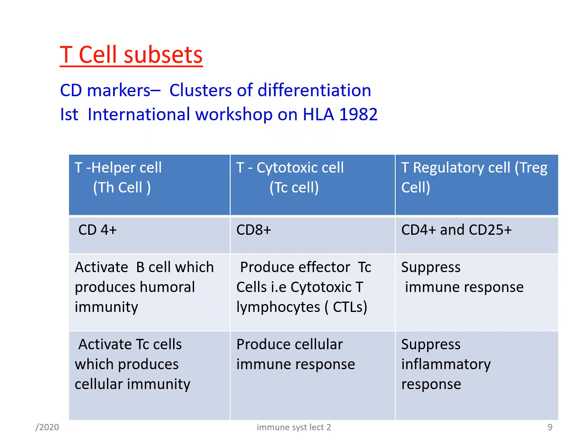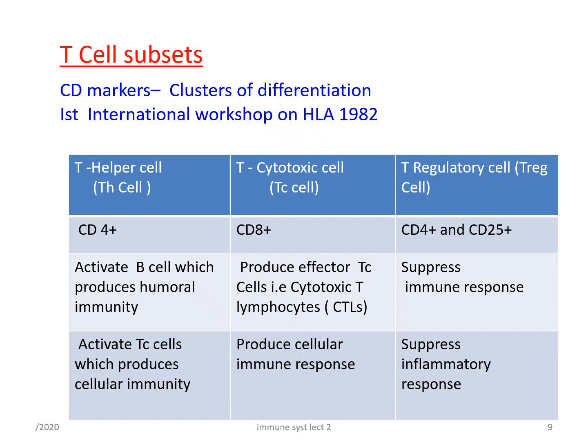And their role is unique because they help in activation of both B cells to produce immune response of the humoral variety, and they also help in the activation of TC cells to produce cellular immune response. So T helper cells or TH cells are CD4 positive cells required for activation of B cells and TC cells to produce both humoral and cellular immune response.